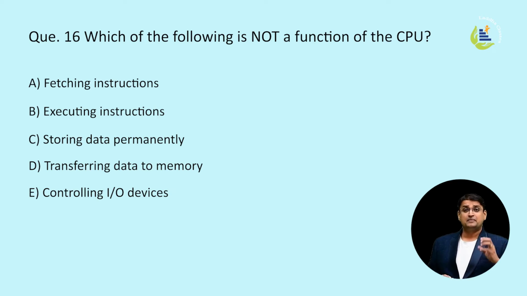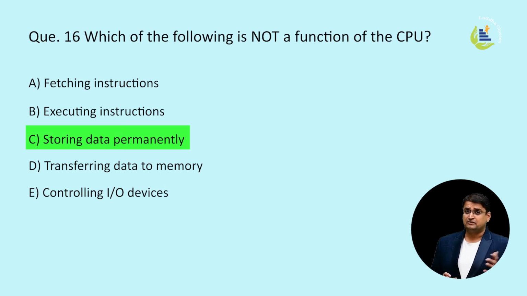Question 16. Which of the following is not a function of the CPU? Options are fetching instructions, executing instructions, storing data permanently, transferring data to memory, controlling input-output devices. Correct answer option is C, storing data permanently.